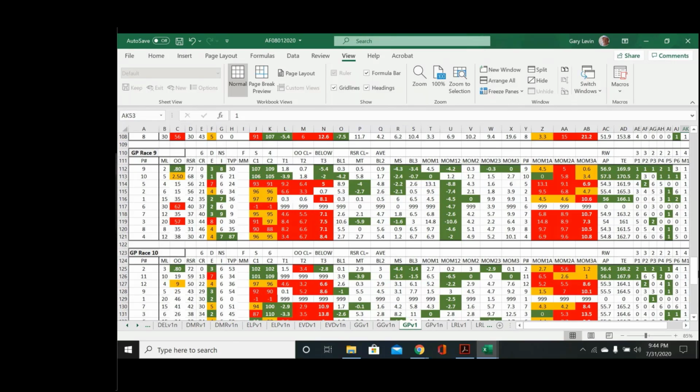I guess my question is, then it doesn't matter if say three-quarters of the field ran at that distance or didn't run on the dirt. Your system takes into account all the factors as to what your numbers are coming out to be.